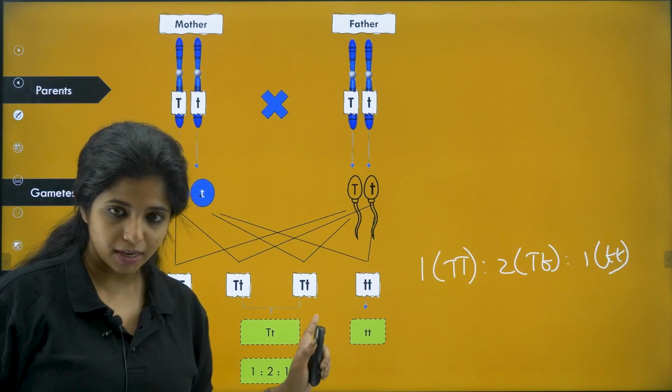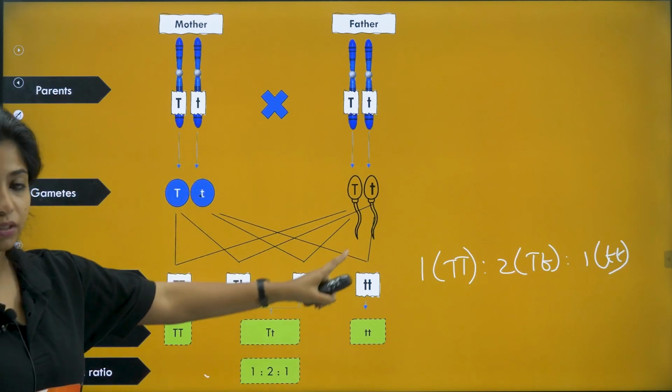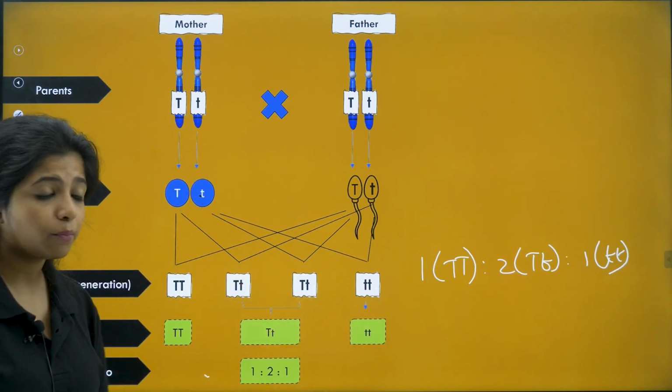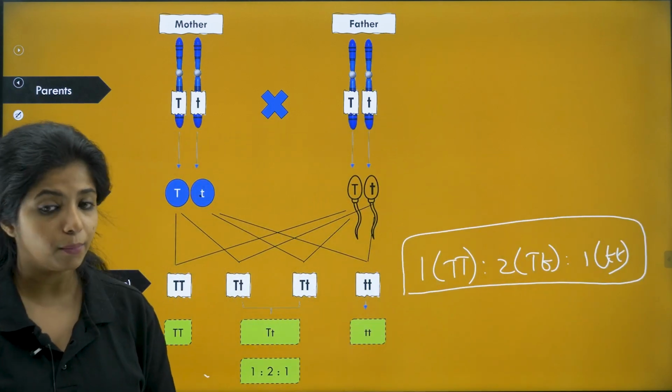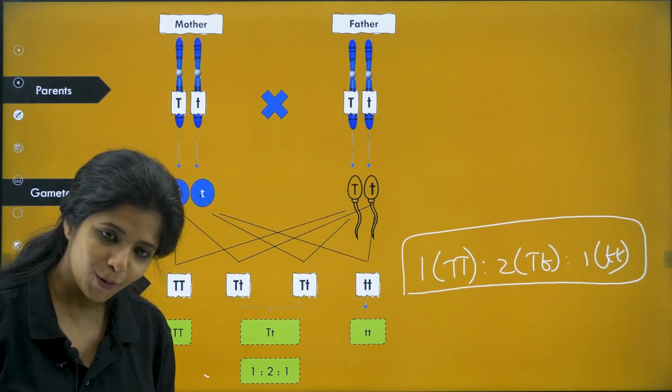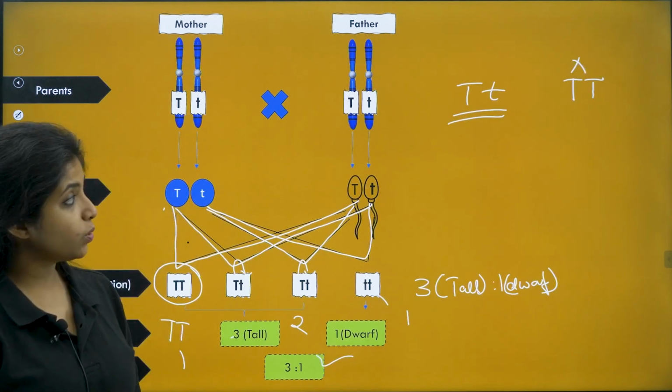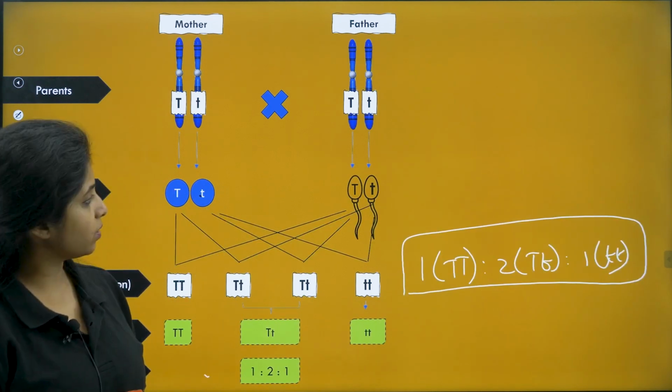So please do not make that mistake. According to the F2 progeny, this is what he got. Please remember the phenotypic and the genotypic ratio of the F2 generation. In the F1 generation, there is nothing like that to remember. Will you be able to remember? This is what is known as a monohybrid cross.